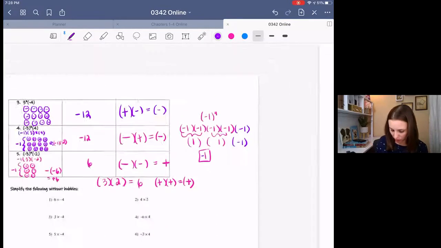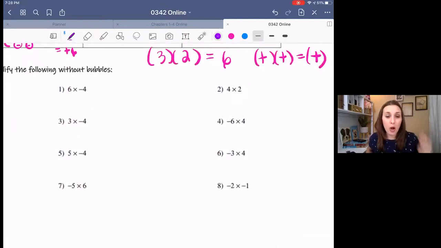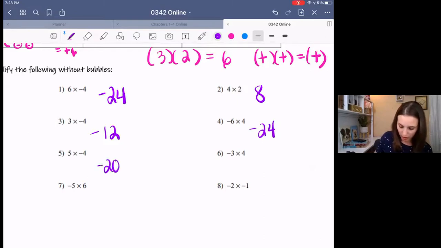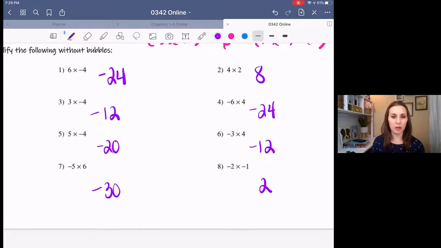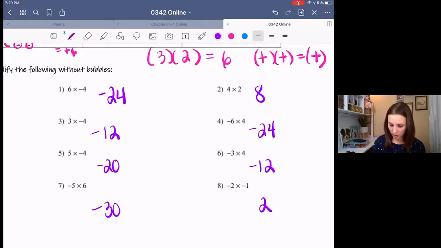All right, that was a side trail, but I think it was worth it. Here's some examples I want you to do without bubbles. Pause it. When you're done, hit play and check your answers. You should get -24, 8, -12, -24, -20, -12, -30, +2. So we only had 2 positive answers. So there's those. If you need to pause it and check your answers, you can do that. I'm going to go on to the next page.